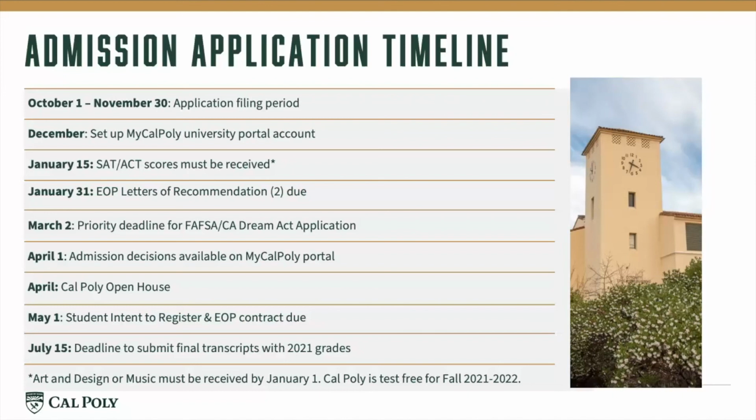Also, make sure that for art and design or music students, you send any additional supplemental materials to the department by the deadline that they send you in your email. And they will reach out to you in early January and give you a deadline to get in your portfolio or audition to those various departments if you happen to apply to one of those majors.